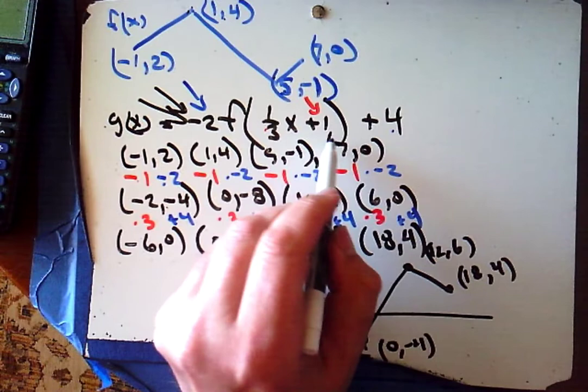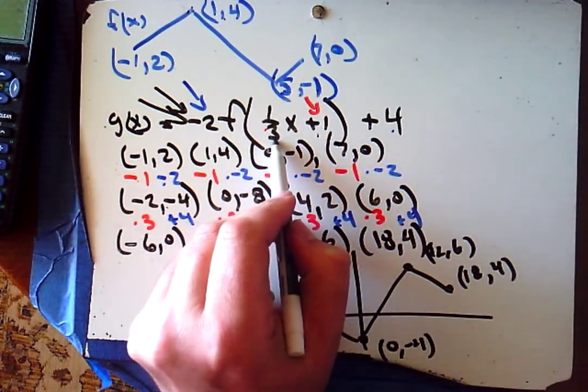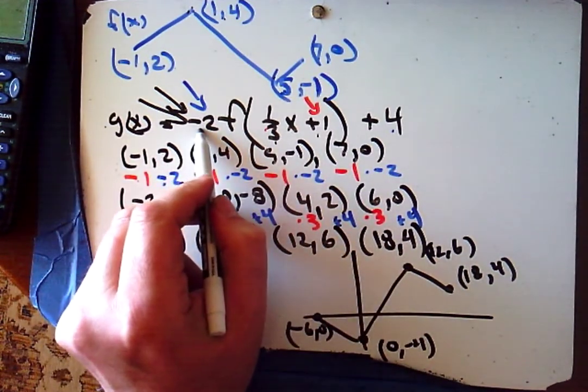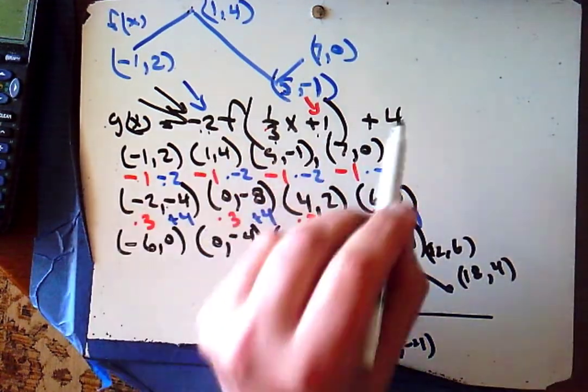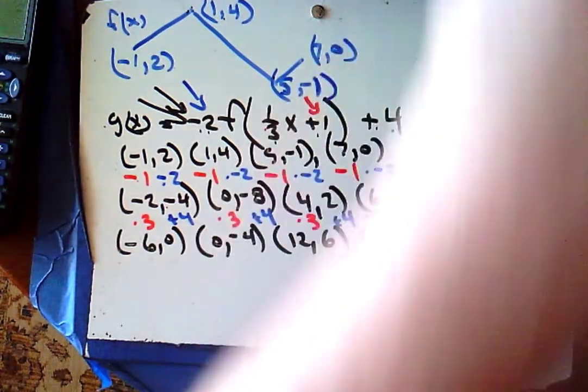Remember, we had a whole bunch of transformations. We shifted the graph left 1 and horizontally stretched it by a factor of 3. We flipped the graph over the x-axis and vertically stretched it by a factor of 2. And then we added 4 to all the y's, which shifted the graph up 4 places.